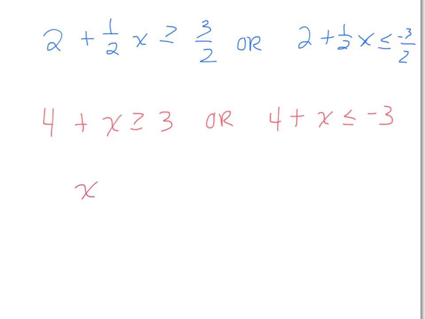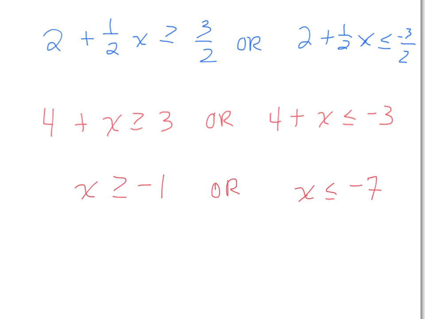Now we can solve these both. Subtracting 4 on both sides, we're going to get x greater than or equal to -1, or x less than or equal to -7. Can a number be greater than -1 and less than -7? No, it can't. Think about it.